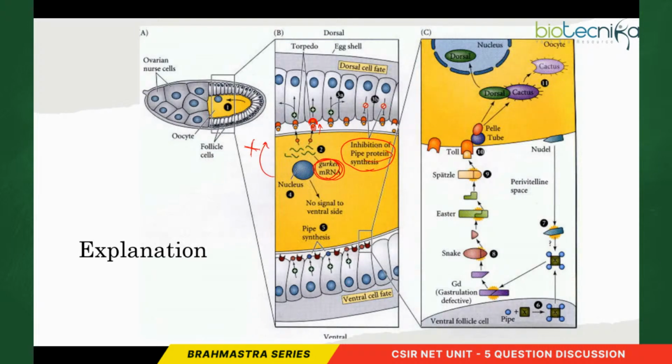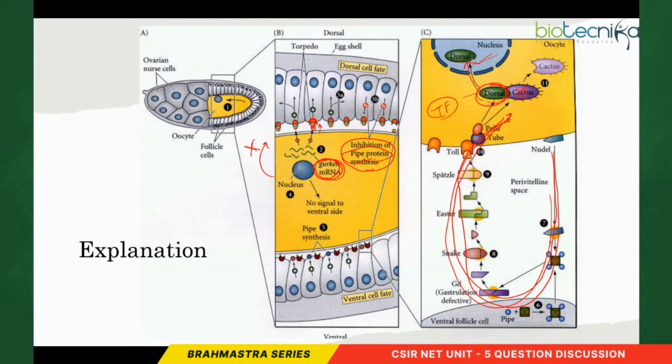And why is pipe protein required? You should remember this. Through a detailed cascade, which I will not discuss here, they are going to degrade cactus and they are going to free up the dorsal. Dorsal is a transcription factor. If pipe protein is present, then it would degrade cactus through a signaling pathway and dorsal would be free to enter the nucleus.